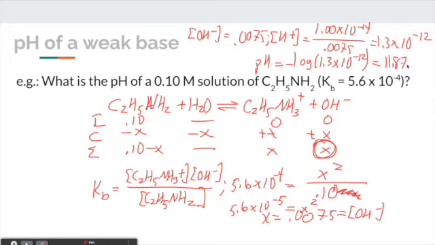And I'm using 2 decimal places because I have 2 significant figures in the number that I took the log of. And just kind of a gut check on these kind of problems. We know this is a base, so we know the pH should be higher than 7, and that checks out here. Here's our next problem.